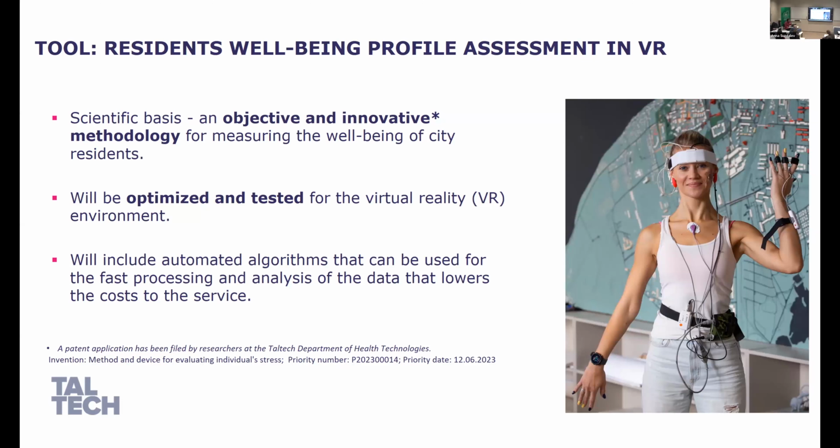We have developed this methodology in the previous well-being score project of the smart city, and part of the methodology is filed as a patent application. In this project, we plan to optimize and test our methodology in the virtual reality environment. Therefore, measurements on city residents will be carried out as part of the project to test the methodology. In addition, during this project, we will automate our algorithm to have faster processing and analysis times that will lower the cost of the service.